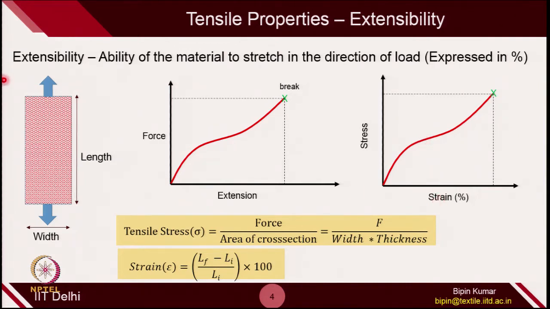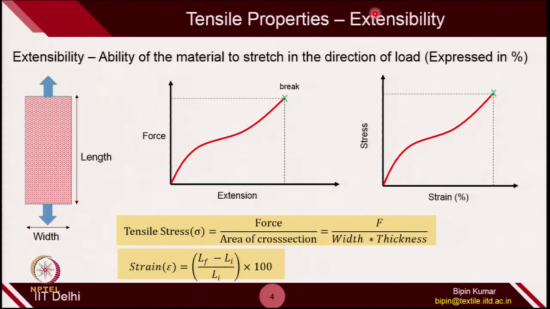And extensibility is the ability of the material to stretch, so we express this in percentage. When you apply a certain amount of force or stress, we see how much the fabric extends. For example, if you apply 10 kilonewton of force, you see the change in length per unit original length. Basically, it is a kind of strain at a particular load.